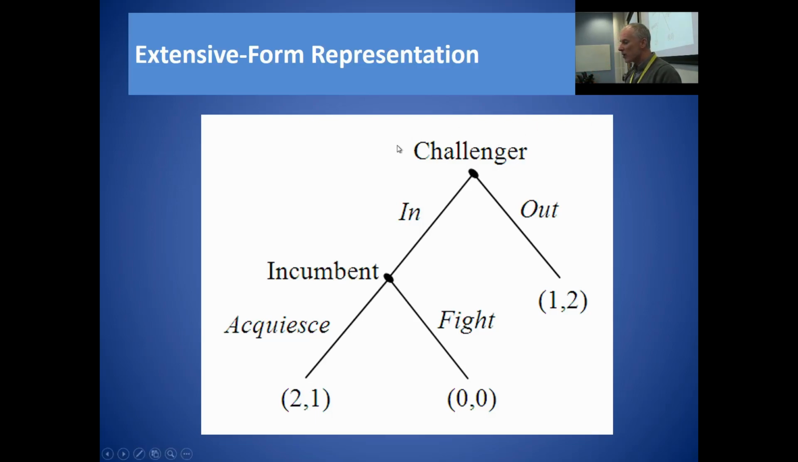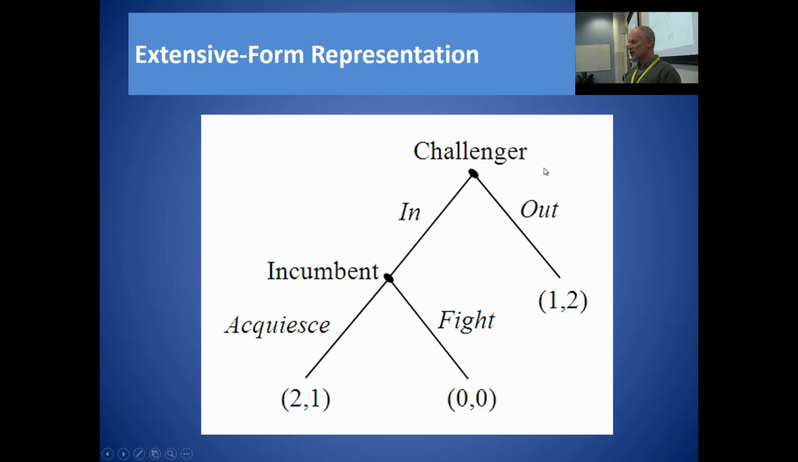So, here, the challenger is moving first. And hence, if the challenger chooses out, the game ends. And the players receive their payoffs. And these payoffs are 1 to the challenger, because he's the one who's moving first, and a payoff of 2 to the incumbent, because he's the one who moves second. So that is where the game finishes there with those respective payoffs.